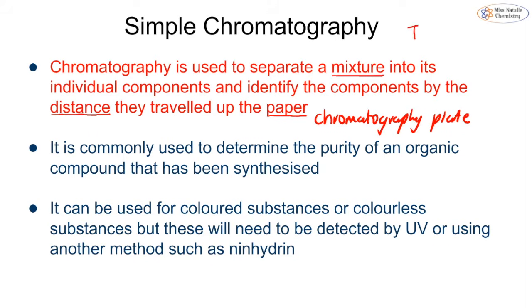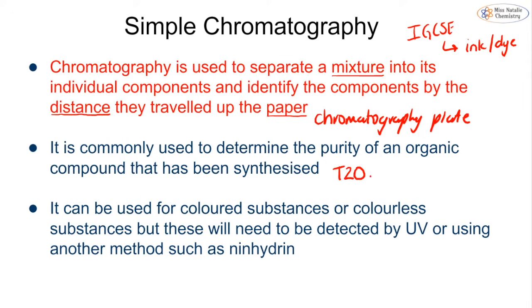Now, you may have done this back in IGCSE when you were talking specifically about ink or dye, so to separate out coloured components, but we can use it for things that do not have colour, and then we can use something to be able to develop them and we'll be able to see the spots. So mostly what we actually use it for is not so much with inks and dyes, but we use it to determine the purity of organic compounds.